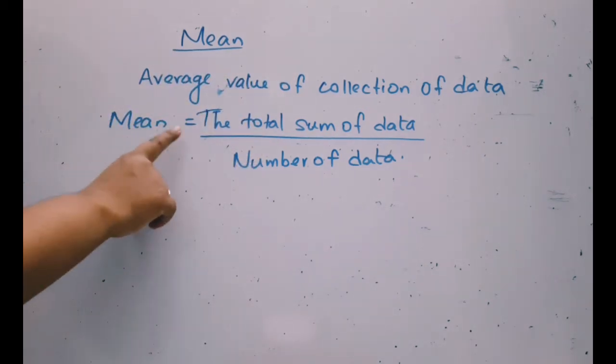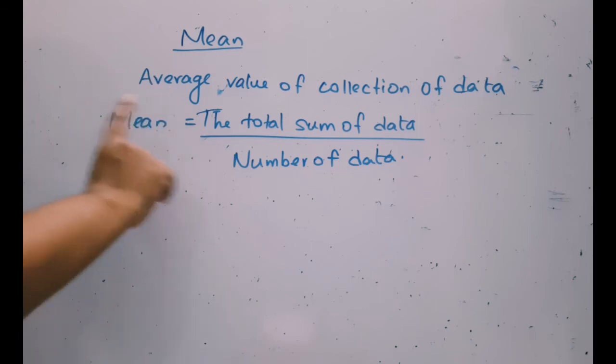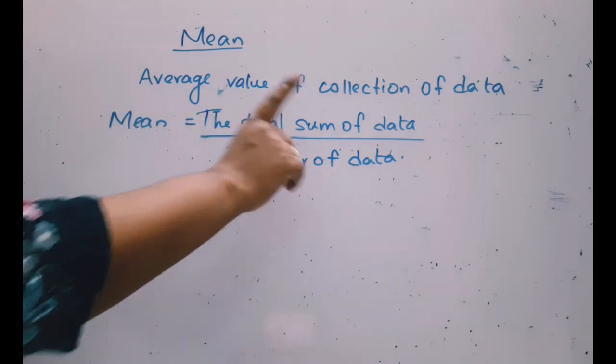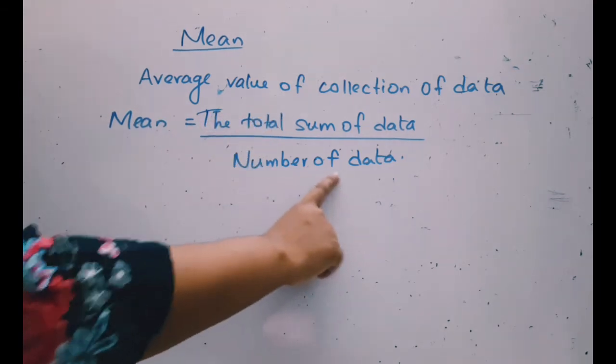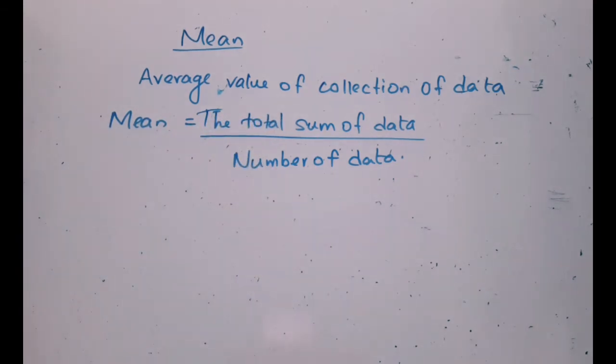So in order to find the mean, you should add everything. Find the total sum of the numerical data and then divide it by the number of data in the given collection of data. So let's look at an example now.